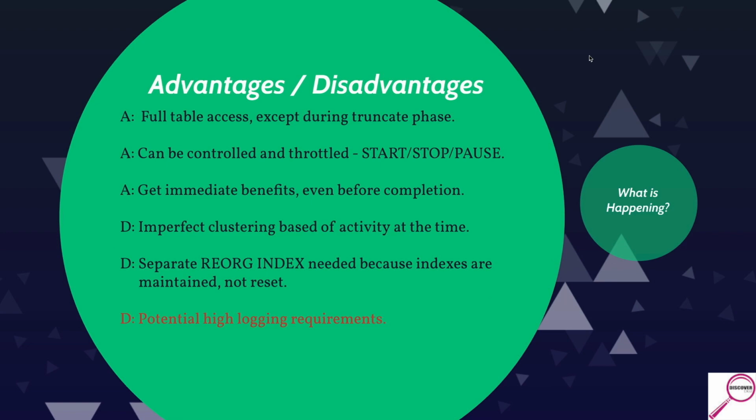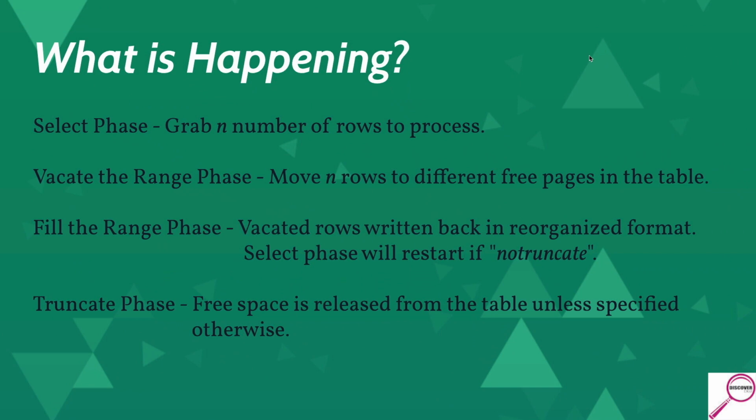So watch out here. What's happening? It works in phases. It's not going to go try to handle everything at one time. DB2 is going to try to go grab a group of rows to start the process, and it's going to move that group of rows somewhere else onto a free page of the table. And it's going to then copy them back in the best location in a reorganized format. And if you have more rows to grab, you're going to go back up to the select phase, or you'll end here if you take the no truncate switch and slap it on this command. If you are going to go ahead and truncate, then you go into the last phase.